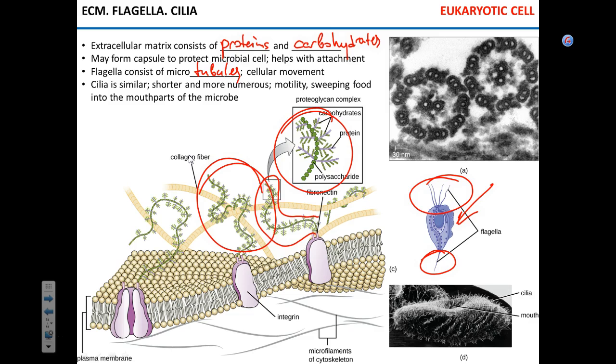Usually cilia are all around the cell, like in this electron micrograph of paramecium. They're shorter, they're more numerous, and they can serve two purposes. One purpose is to move the cell, like the rowers on ancient ships, just moving the cell. Or another purpose is, by a sweeping movement, to direct food into the mouth parts of the cell. Does that make sense? That's the function. We good?